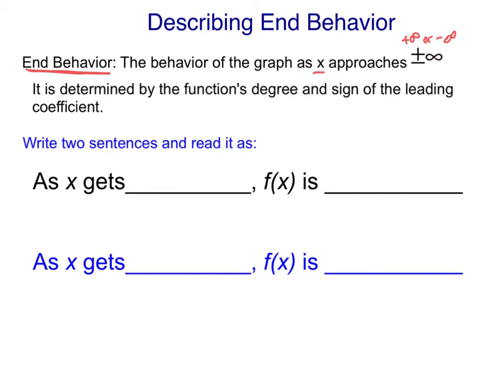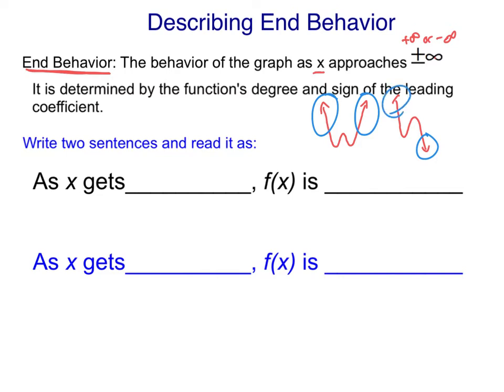I'm not worried right now about how a quartic would change direction 3 times like that. I'm really just worried about what's happening over here and what's happening over here at the ends of the graph. Or a cubic function goes down, back up, down, like that. And again, what happens on these ends of the graph here.